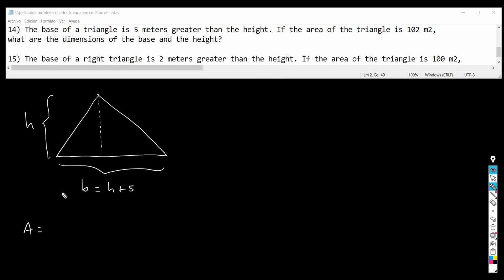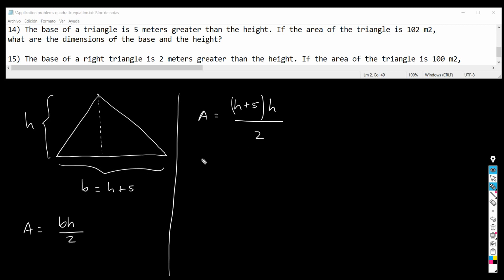So we know that the area of a triangle is calculated by base times height over 2. That's something we know from elementary school. And thus, what I can do is put this in here. What is b? B is h plus 5, according to this diagram. H, I can just keep it that way, over 2. Okay? And then they tell me the area of the triangle is 102 square meters. So one more time, I need to substitute that value in the area, like so.